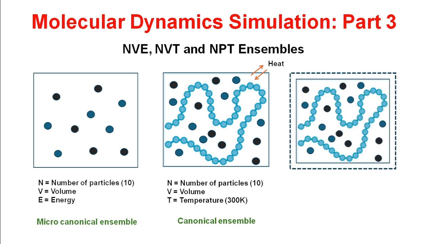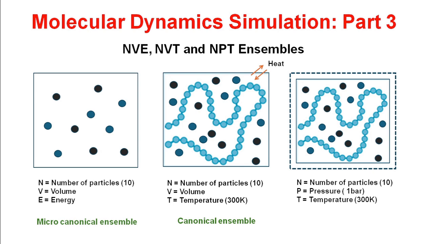the NPT ensemble. In the case of the NPT ensemble, the number of particles is constant, pressure is also kept constant, and temperature is also kept constant. That means we have to use two algorithms, one for pressure and one for temperature. One algorithm maintains the pressure of the system and another algorithm maintains the temperature of the system.